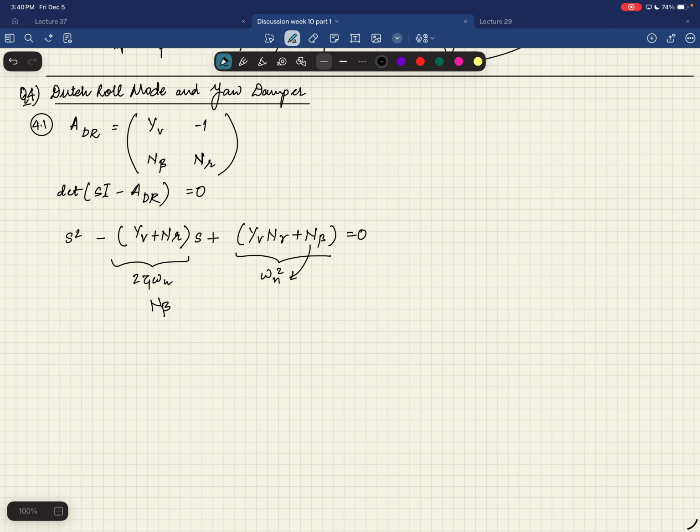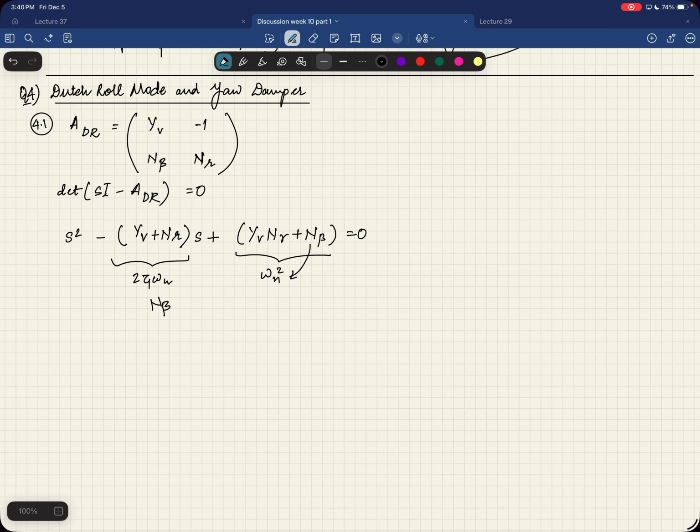A yaw damper is proposed to suppress these oscillations. For the sake of this conversation, let's have some hard numbers. So omega n actually comes out to be 2.14 radians per second. And zeta comes out to be, I can't recognize my handwriting sometimes.